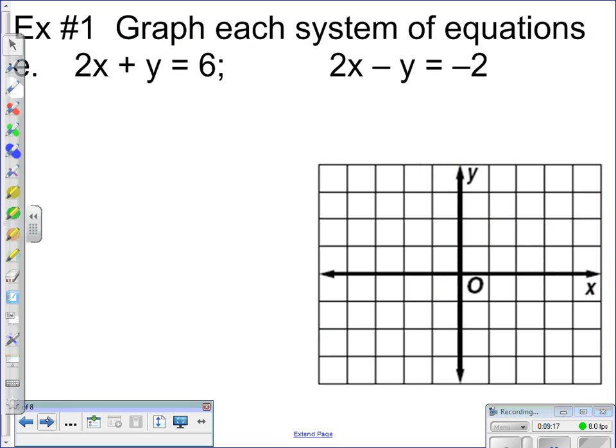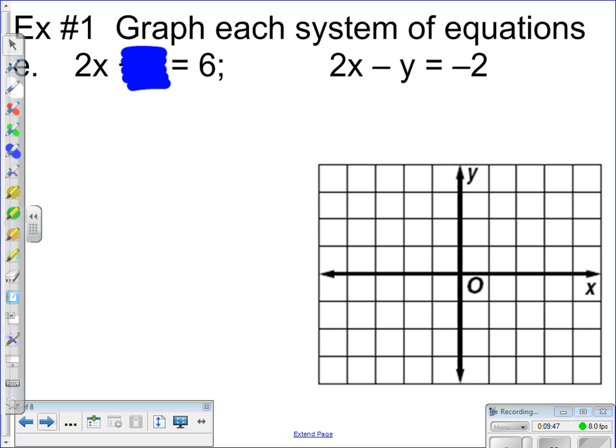E. Pause here to try to attempt to do this one on your own. All right, if you notice, the first one here is in standard, so I can graph this in standard form to find the two intercepts.